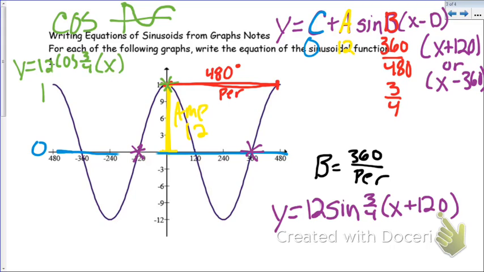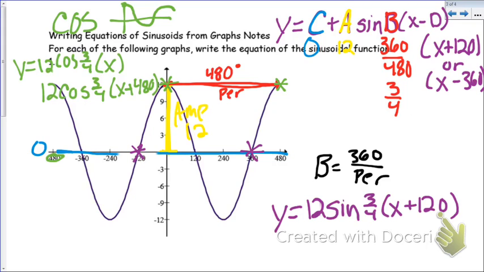All right, another option would have been 12 times the cosine of 3/4, and then if I did x minus 480, because a positive 480 is another high point on my graph, that's also a correct answer. Another correct answer is if I change that to plus 480, because again, that negative 480 over here is also a high point of my graph. So there are multiple correct answers for these.